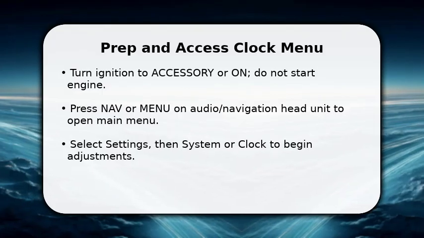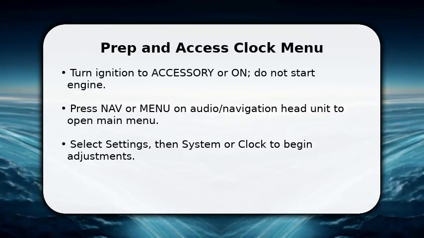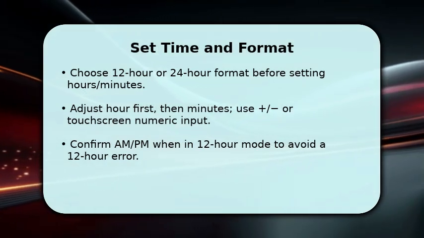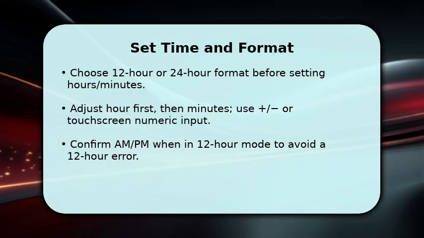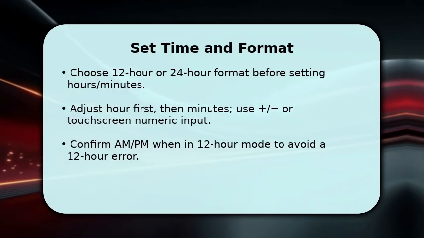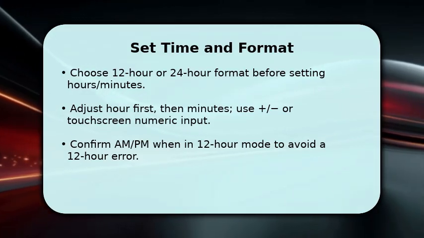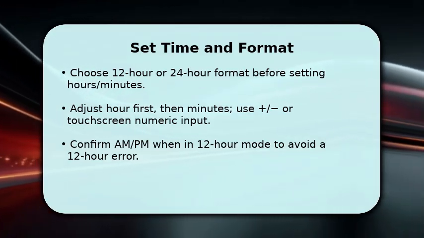If prompted, follow the on-screen instruction to proceed. Now set the format. Pick 12-hour for AM/PM or 24-hour to avoid ambiguity. Once done, tap hour and use the +/- buttons or numeric keypad to advance to the correct hour. This prevents skipping the hour unintentionally.